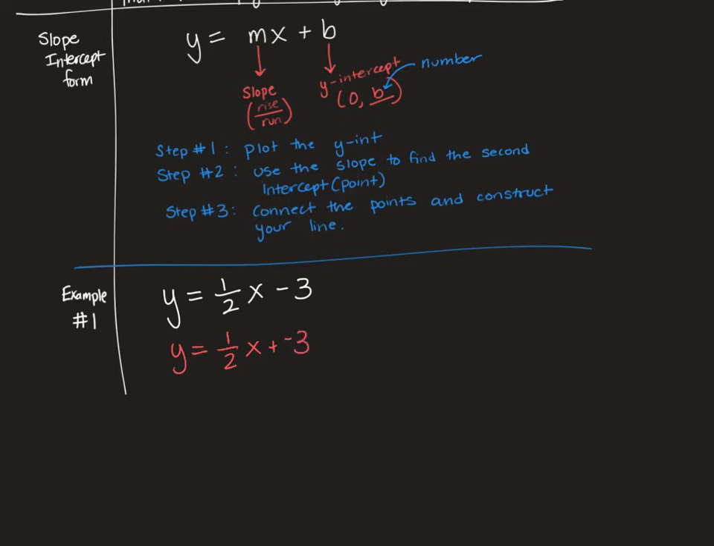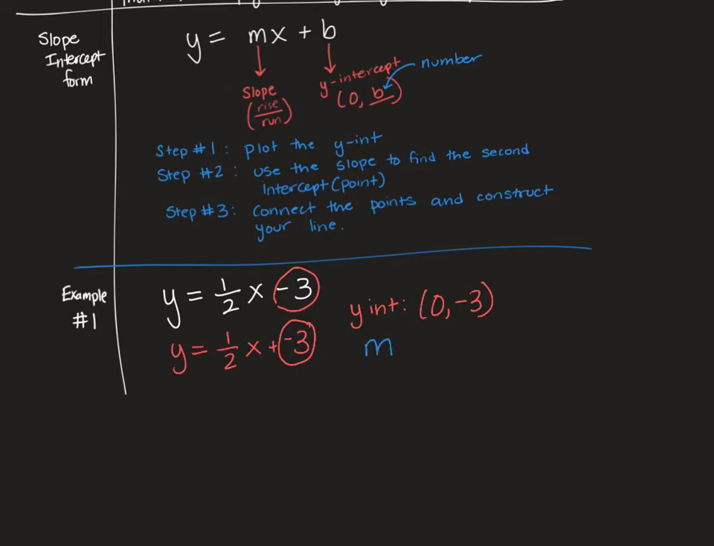But it doesn't matter, because if we look here, our y-intercept is negative 3. And if we look here, our y-intercept is negative 3. So if we're writing our y-intercept, it's going to be 0, comma, negative 3, even if one of them has minus 3 and one of them has plus negative 3. Same thing. All right, so we found our y-intercept. Now let's find our slope.